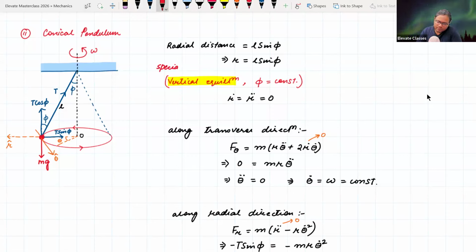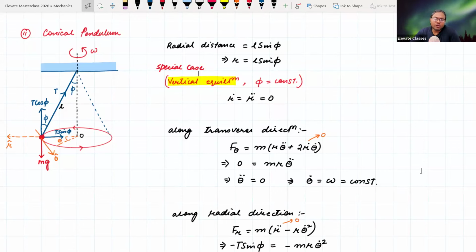Special case of a vertical equilibrium. In a Foucault pendulum, you don't have a special case. It's a general case. And not only do you have a general case, you also have additional forces due to the rotation of the earth. So it's much more complicated actually. So we are just trying to look at a very specific example when there is vertical equilibrium.